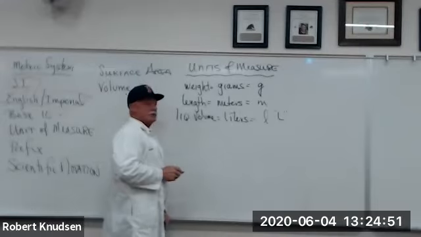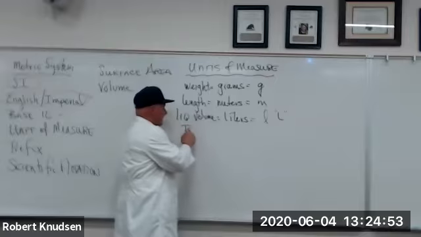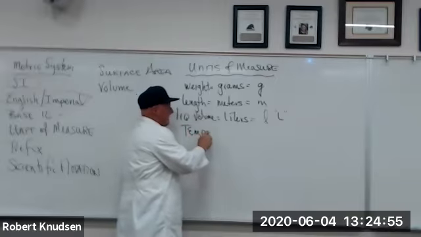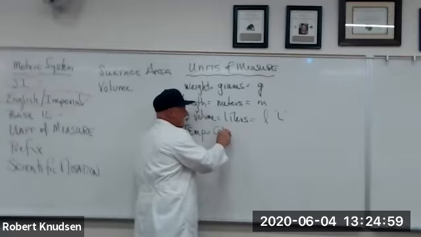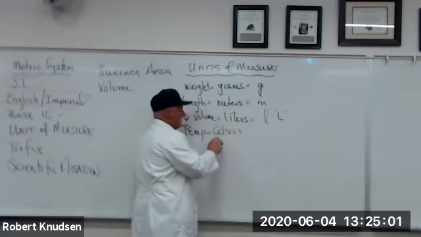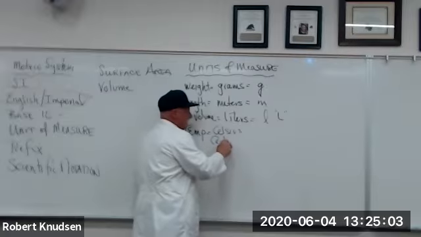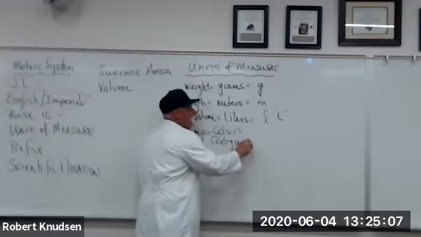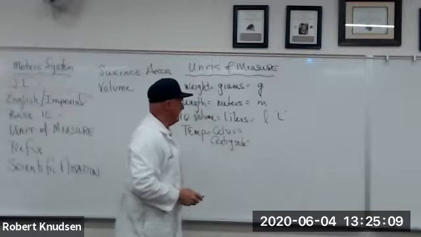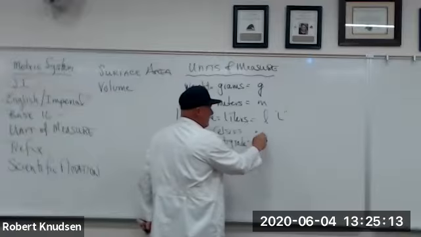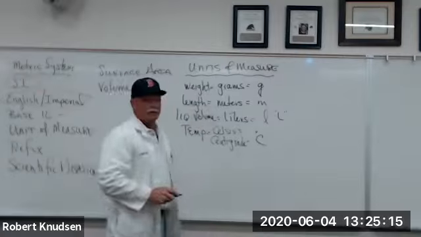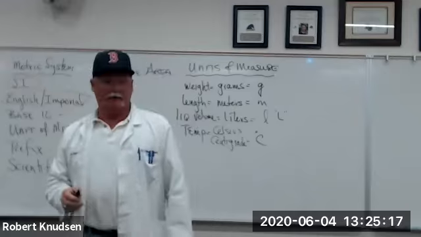What else do we measure? How about temperature? Okay, and some of you said Celsius. Absolutely. Well, what about centigrade? Absolutely, they both mean the same thing, okay? And it's a little degree sign, little zero, followed by a capital C. That's how we abbreviate it, okay?